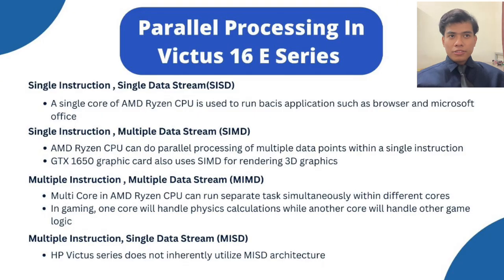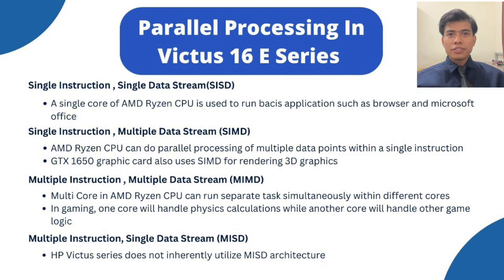Now we talk about parallel processing in VICTUS 16. Okay, VICTUS 16 uses single instruction, single data stream (SISD), where a single core of an AMD Ryzen CPU is used to run basic applications such as a browser and Microsoft Office. Next, VICTUS 16 also uses single instruction, multiple data stream (SIMD), where the AMD Ryzen CPU can do parallel processing of multiple data points within a single instruction.